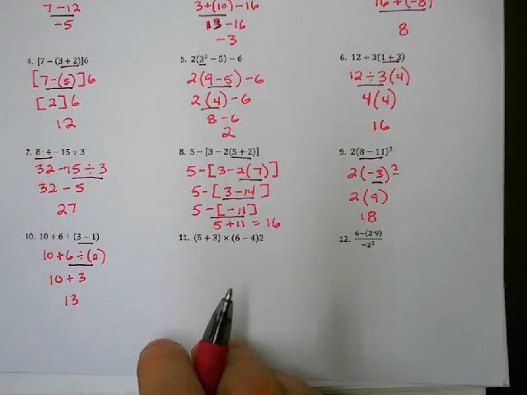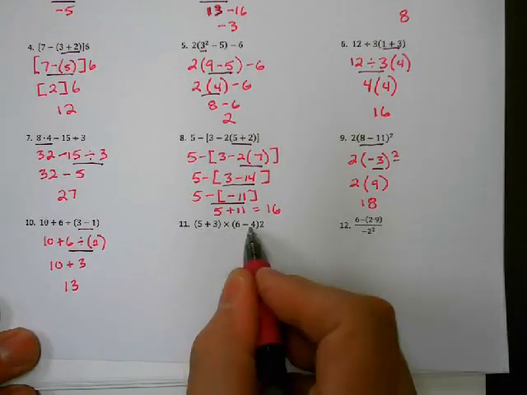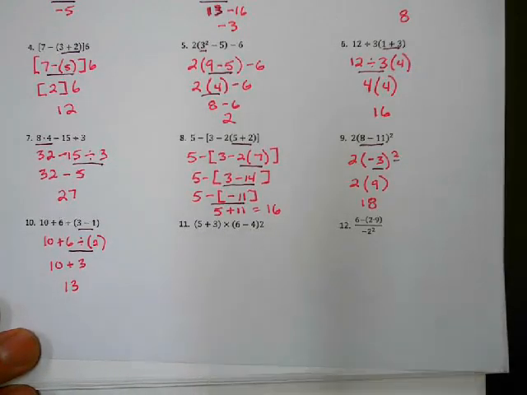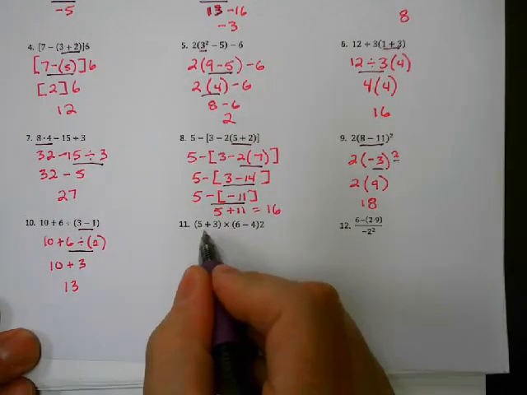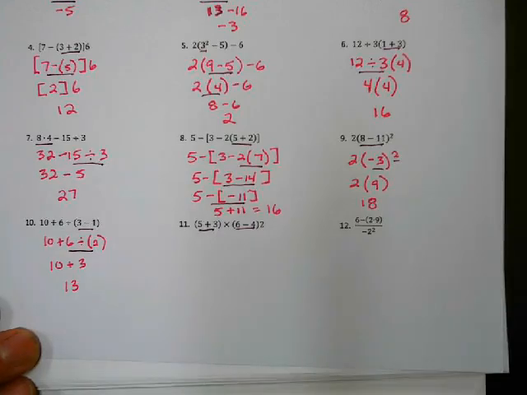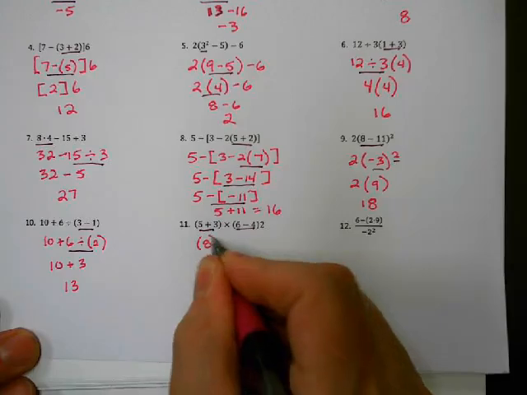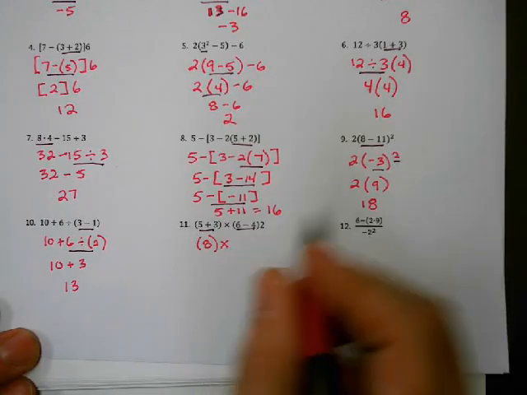Almost there. We've got parentheses here and parentheses there. This might be the one time where I would probably say, hey, do this parenthesis and this parenthesis at the same time. It just kind of makes sense here. So 5 plus 3 is 8. 6 minus 4 is 2.